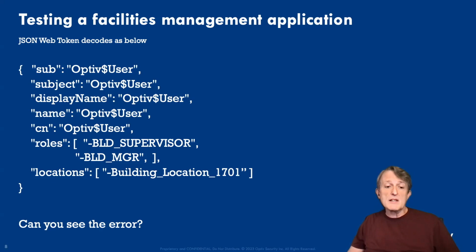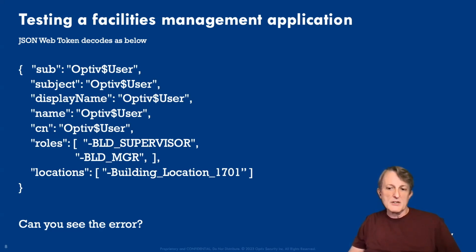So everything the app needs to decide what to give this user is right there in a JWT. They're the supervisor, they're the manager, and they're managing building 1701. So that gives us all our authorization marching orders right there in the JWT. But there's something missing here, which kind of jumps right out at you if you have worked with JWTs a lot.